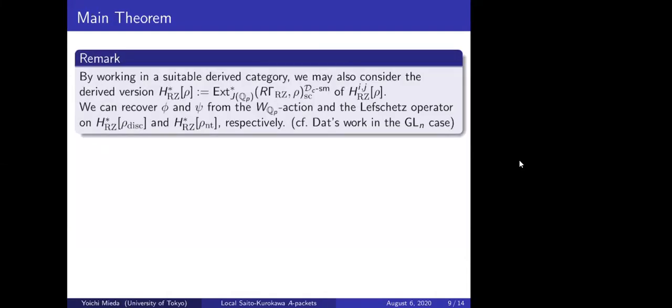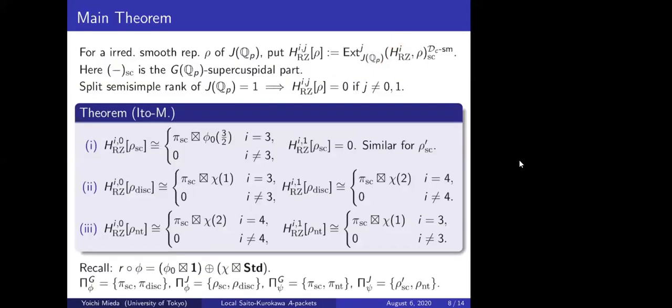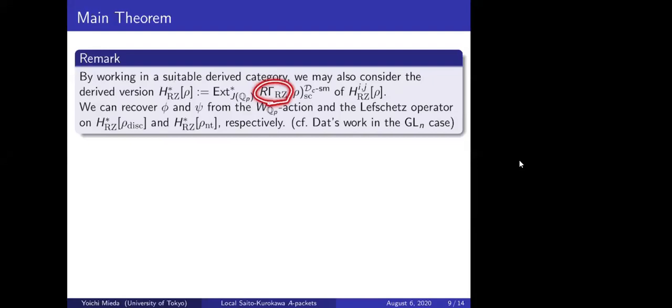And here is a remark. By working in a suitable derived category, we may also consider the derived version of this extension group. In the definition of this one, we consider the cohomology group here, but we can replace this cohomology group by this derived complex. And we can consider the hyper extension of this cohomology and this representation. By using this, we can recover this L parameter and this A parameter from the Weil group action and the Lefschetz operator on this group and this representation, respectively.